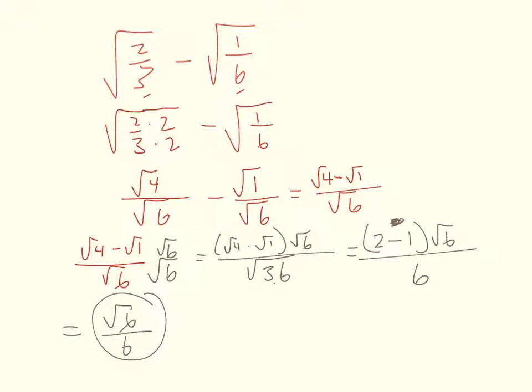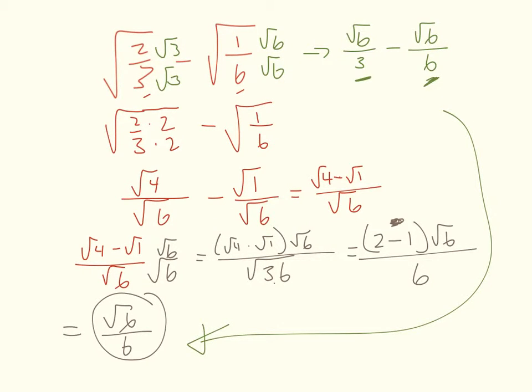Lots of ways you could have done it. Like initially you could have taken and multiplied this one by root 6 over root 6, and then this one here by root 3 over root 3. You could have done that. That would have given you root 6 over 3 minus root 6 over 6. And then you would have had to get a common denominator between the 3 and the 6. Keep going, and you should, in the end, come up with the same answer.